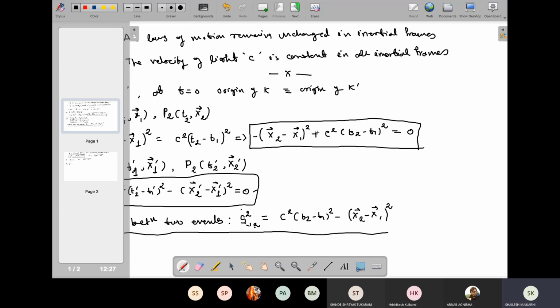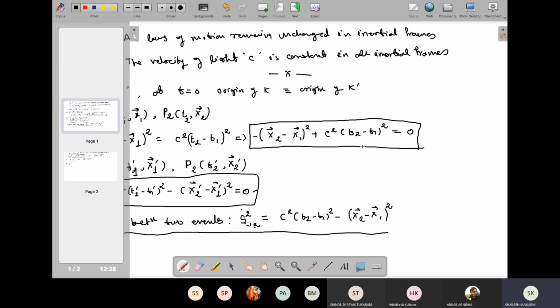Essentially, for a light signal, this must be equal to zero. That represents that the two events are, one of them is sending the light signal and another is receiving the light signal. That means it is concerning the light waves. Sir, here ds is equal to 0 for both the frames, right? Delta is, yes, S12 square.